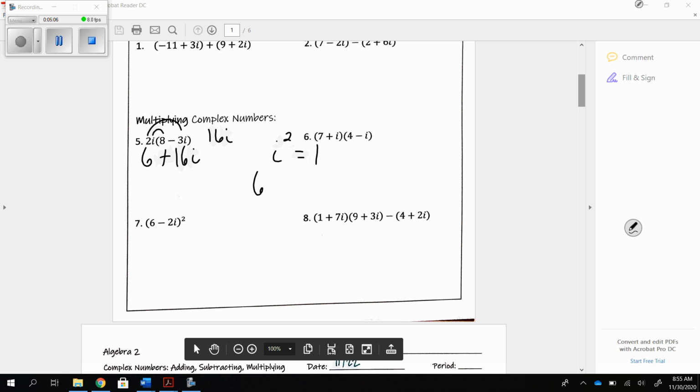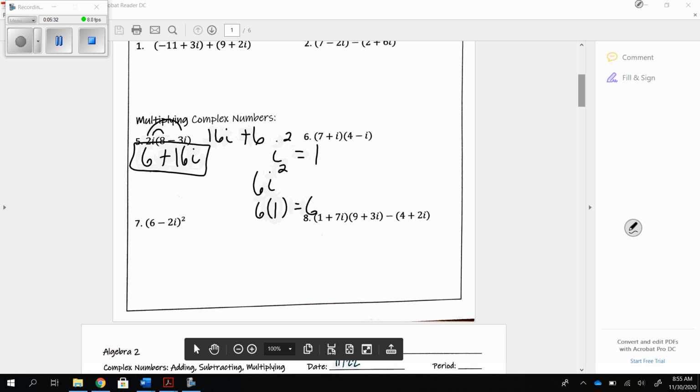So if we got 6i squared, i squared is negative 1. 6 times negative 1 is negative 6. So that's where we get 6 by hand. 2i times 8 is 16i, and then 2i times negative 3i is 6. So we get 6 plus 16i.